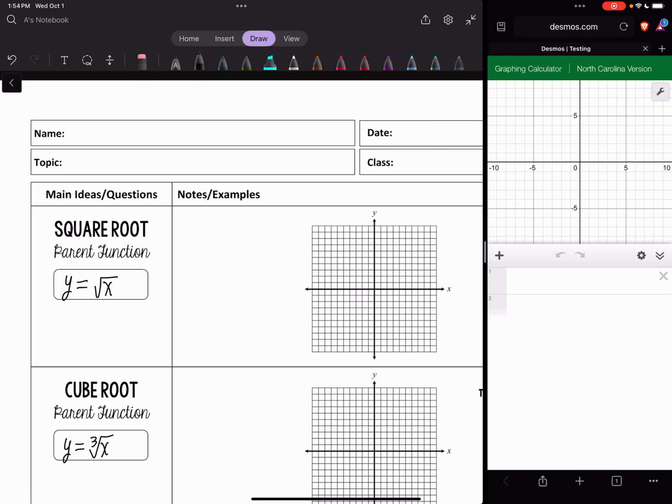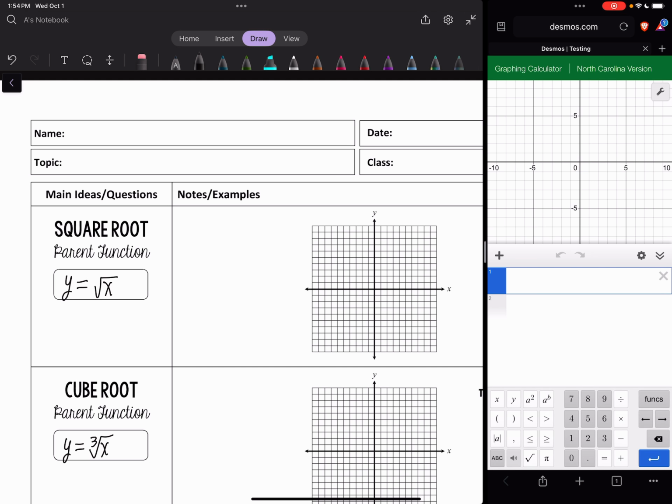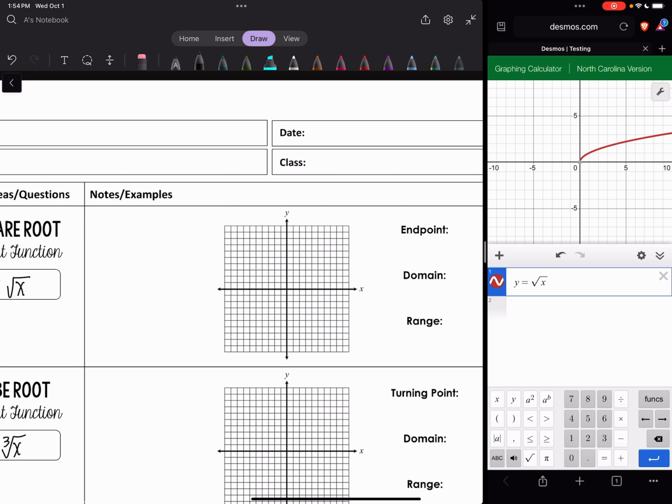Good day. Today we're looking at graphing square root, cube root, and reciprocal functions. For a square root function, you have y is equal to the square root of x. If you want to see what it looks like, you can type this in Desmos. There you have the graph.